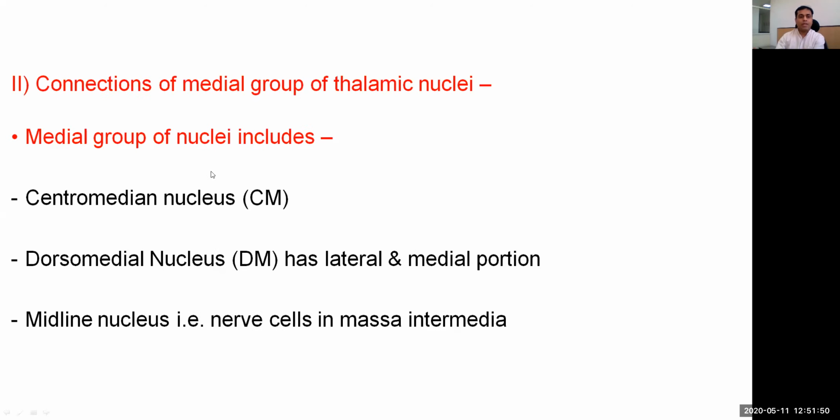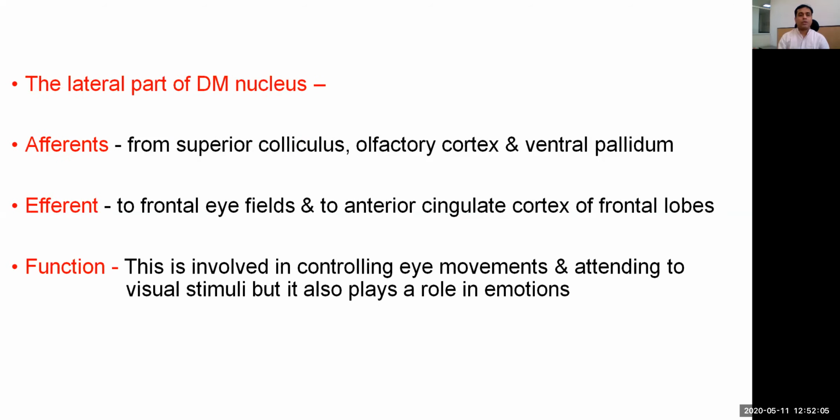Connections of the medial group of thalamic nuclei. The medial group of thalamic nuclei includes the centromedian nucleus, the dorsomedial nucleus, which has a lateral and a medial part, and the midline nuclei, that is nerve cells in the massa intermedia. The lateral part of the dorsomedial nucleus receives afferents from the superior colliculus, olfactory cortex, and ventral pallidum, whereas efferents are given to the frontal eye field area and to the anterior cingulate cortex of the frontal lobe, and therefore it is involved in controlling eye movements and attending to visual stimuli.